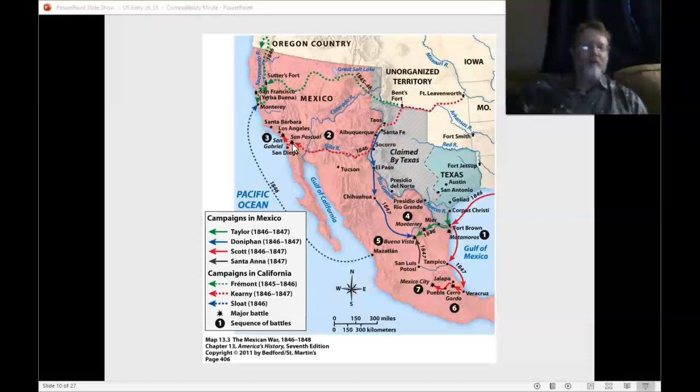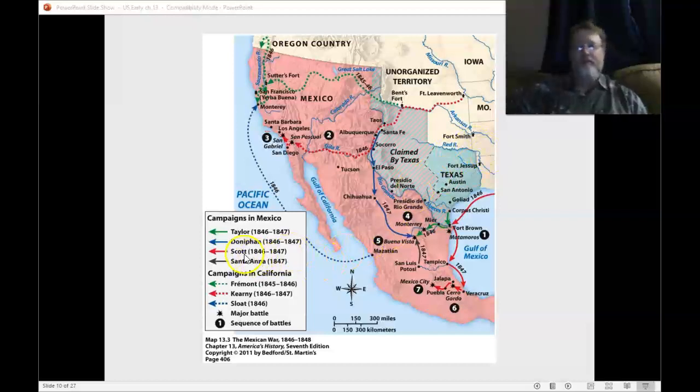The problem was, and one of the reasons this was so easy, Mexico was so far away. Mexico City is so far away. It's thousands of miles practically. What's Mexico City from Los Angeles area, about 1,500 miles? It was so far, Mexico couldn't really administer or control it. It was simply too far away. It was too easy for the US to really do this. So the US conquers here.